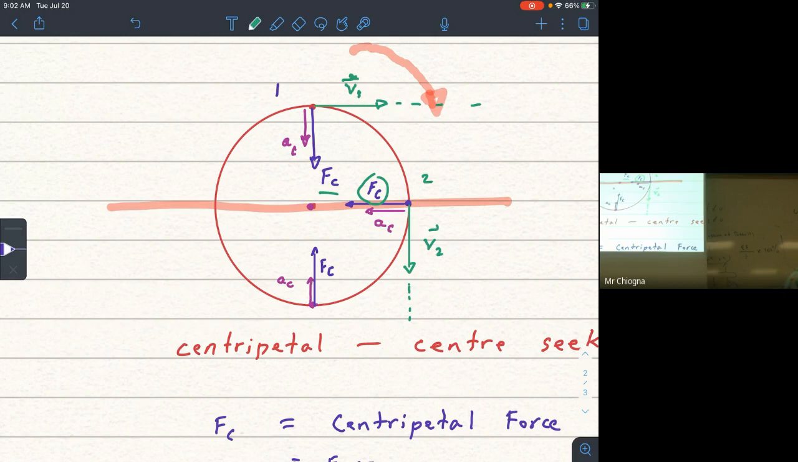Similarly here, I'll call this position 3. Draw the green arrows equal length as much as possible. I know mine are not perfect, but as much as possible. Equal length means same speed. The car doesn't change its speed. It's just changing its direction.